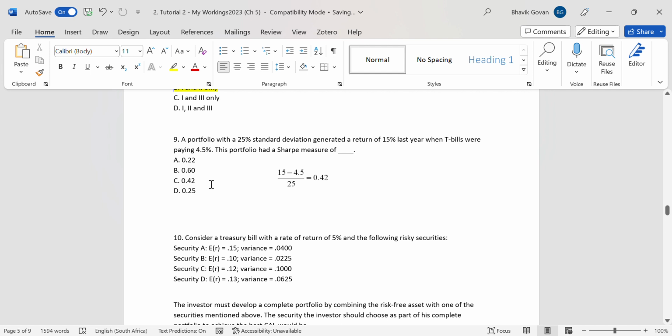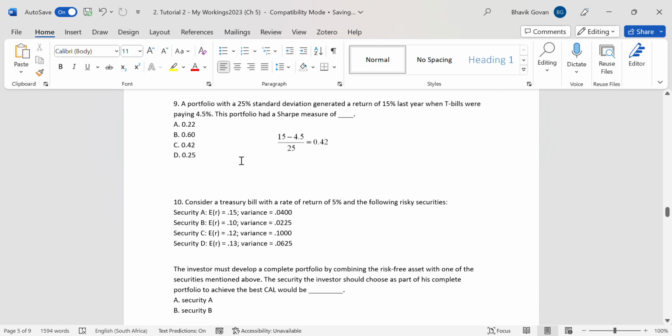A portfolio with a 25% standard deviation generated a return of 15% last year when T-bills were paying 4.5%. The portfolio has a Sharpe measure, so just remember your Sharpe ratio formula and plug in the numbers. 15% minus your risk-free 4.5% over the risk, which is 25, and you'll get 0.42.